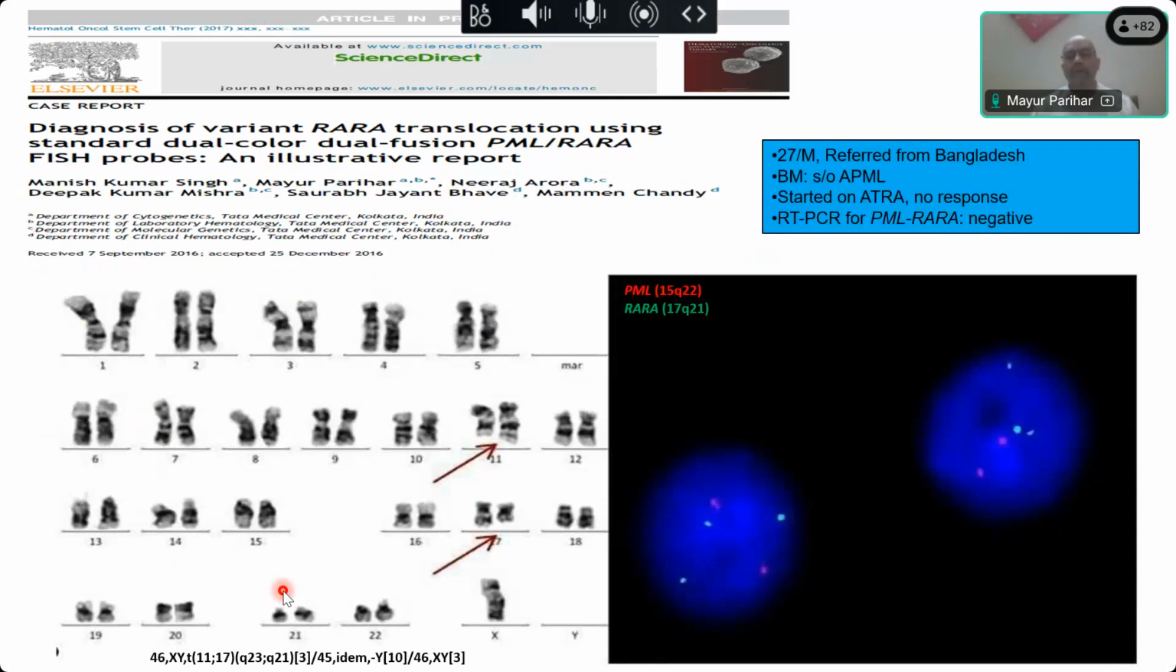You use a PML-RARA probe, a dual color, dual fusion probe. You get fusions. You are able to diagnose your APML. Sometimes you can get variant patterns, and you can use these variant patterns to identify a variant translocation, like one of our patients that showed a translocation 11;17. So you can actually use the PML-RARA probe. When you get 3 RARA signals, use a RARA break apart.